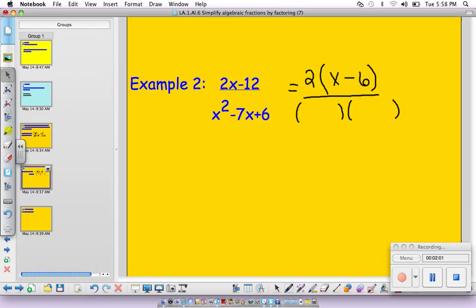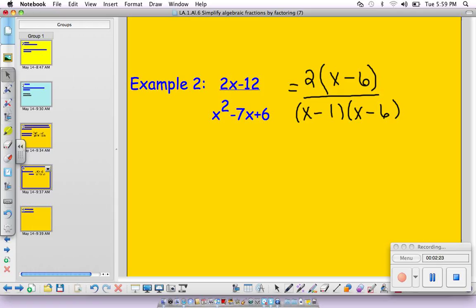Factors of x squared are x and x. Factors of 6 are 1 and 6, 2 and 3. The factors that I need to create this negative 7 would be negative 1 and negative 6.